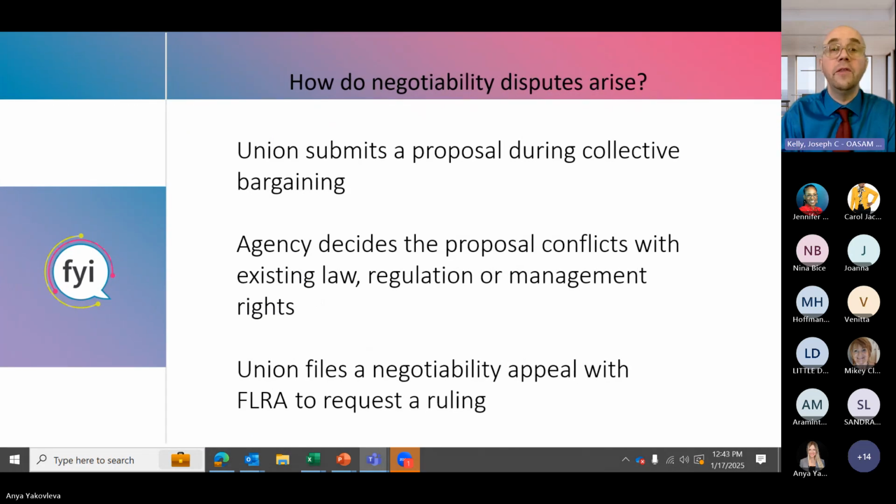So the mechanics of this is that the two parties are at the bargaining table. The union submits a proposal during the collective bargaining process. The agency decides that the proposal conflicts with the law or management's rights, and they believe that the issue is non-negotiable, that they don't even have to entertain the union's provision. And once the agency makes that declaration, the union then files a negotiability appeal with the FLRA to request a ruling on whether or not the union's provision is negotiable.